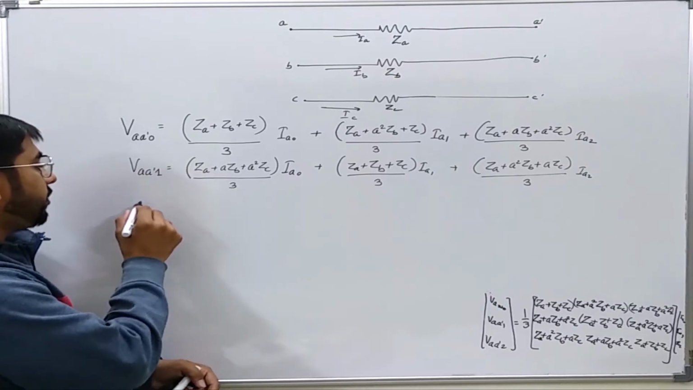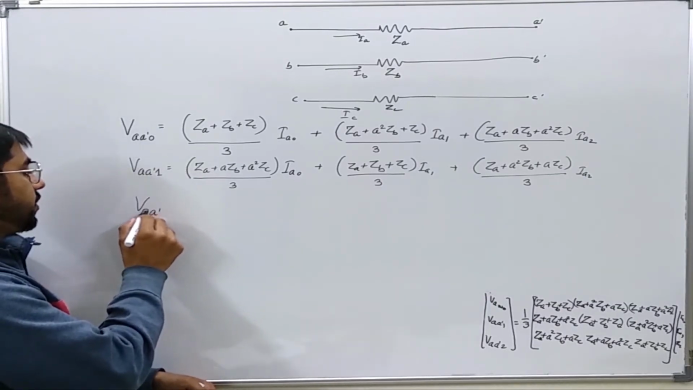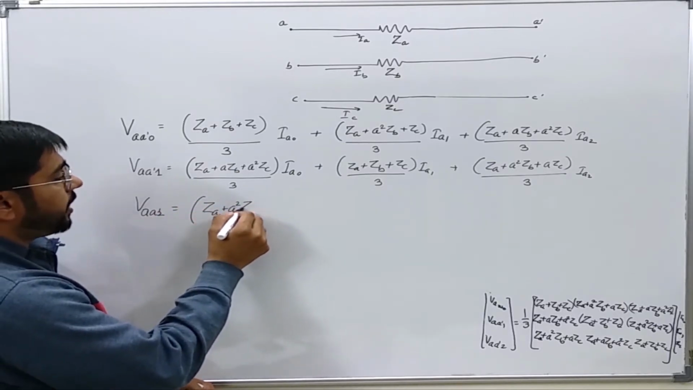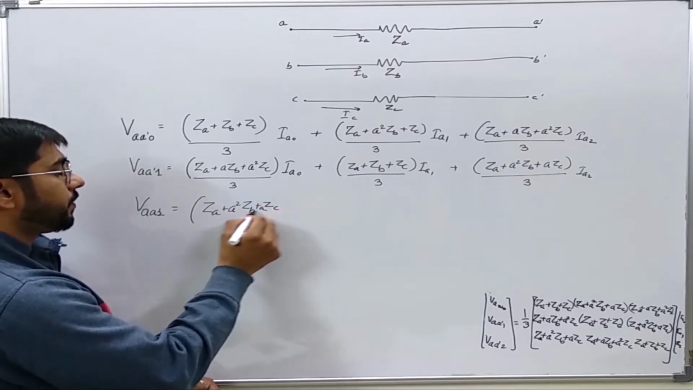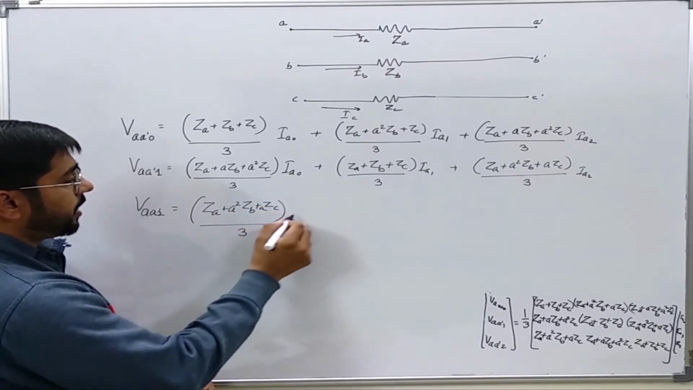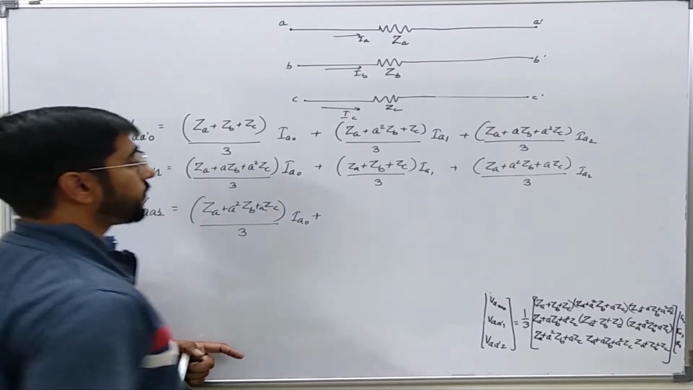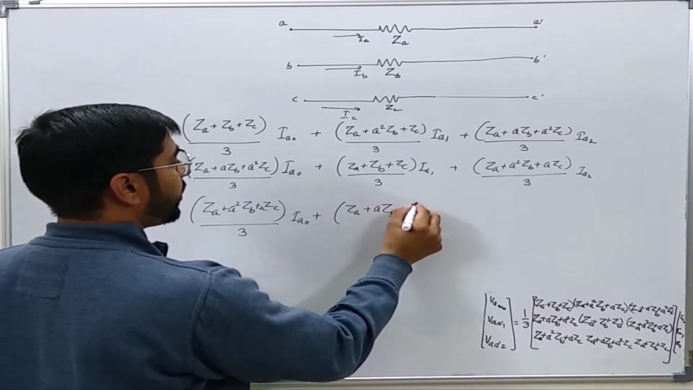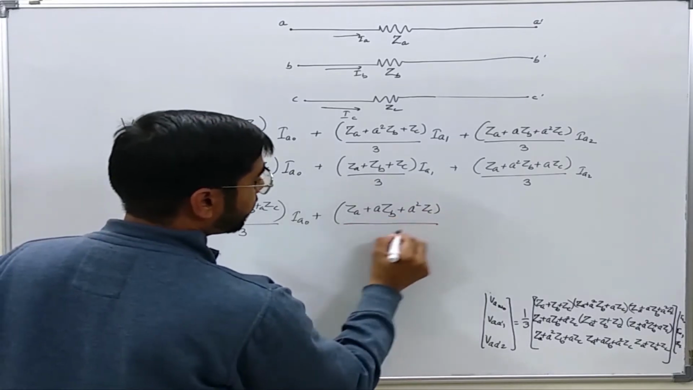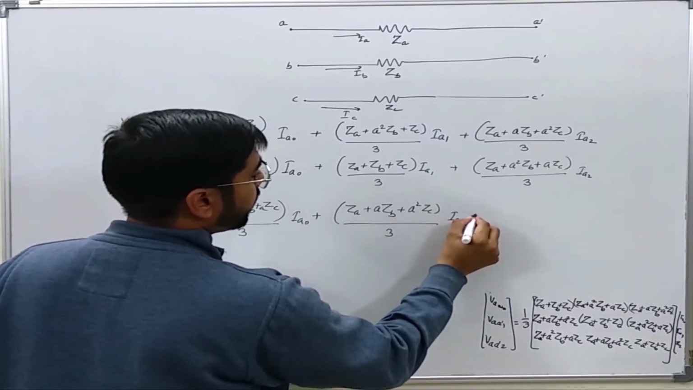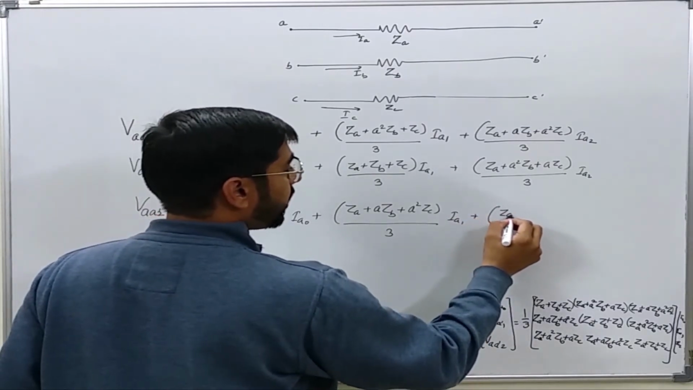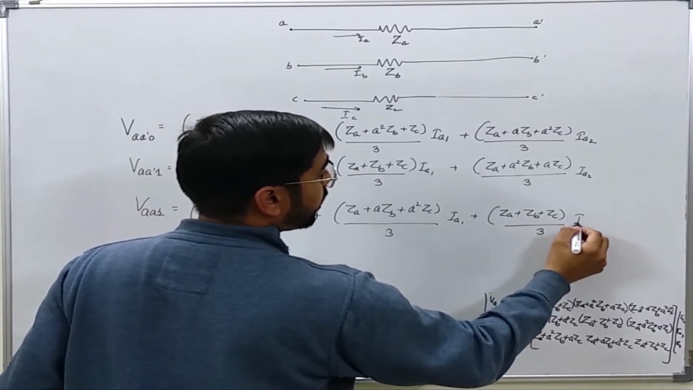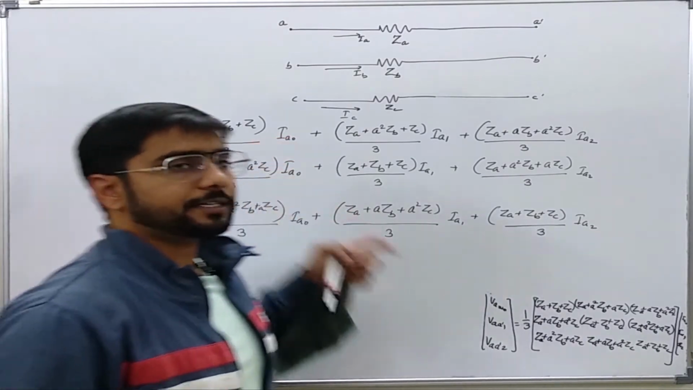Similarly, I can write the negative sequence voltage drop VAA'2 is equal to ZA plus A square ZB plus AZC divided by 3 IA0 plus ZA plus AZB plus A square ZC divided by 3 IA1 plus ZA plus ZB plus ZC divided by 3 IA2. Now these three equations we have got.